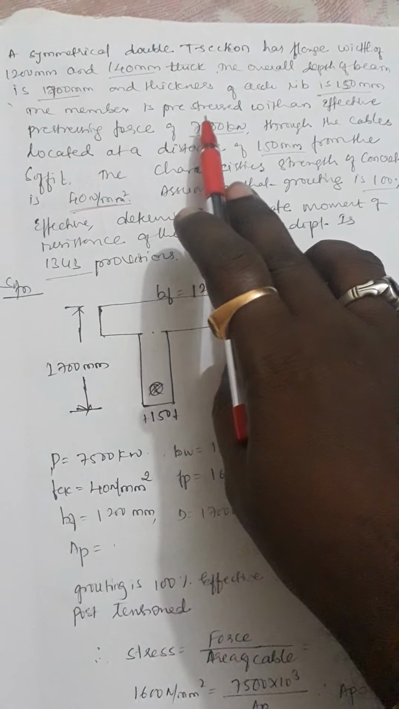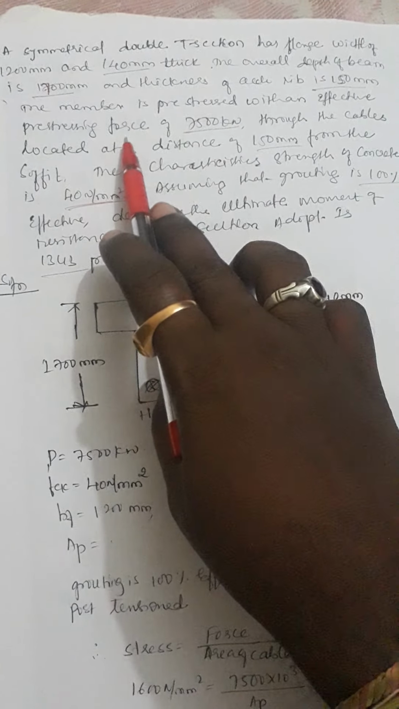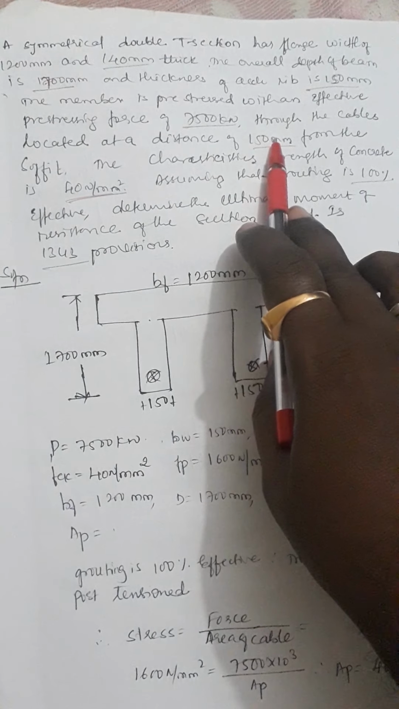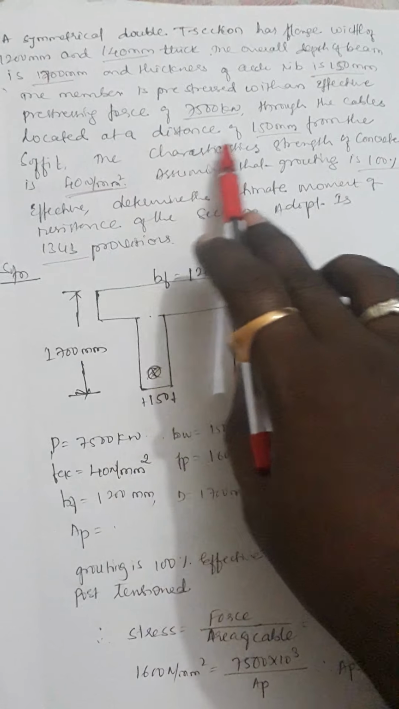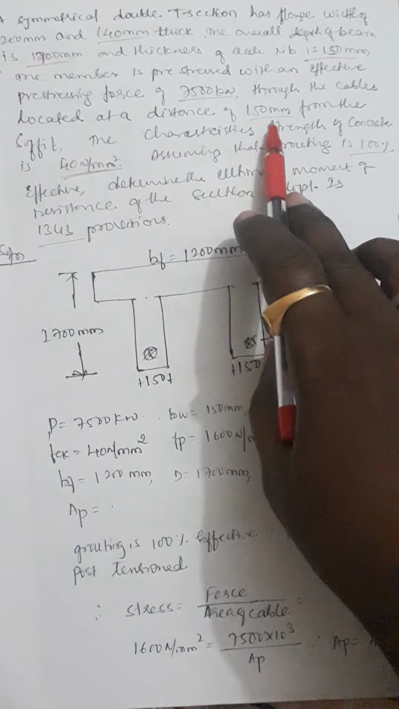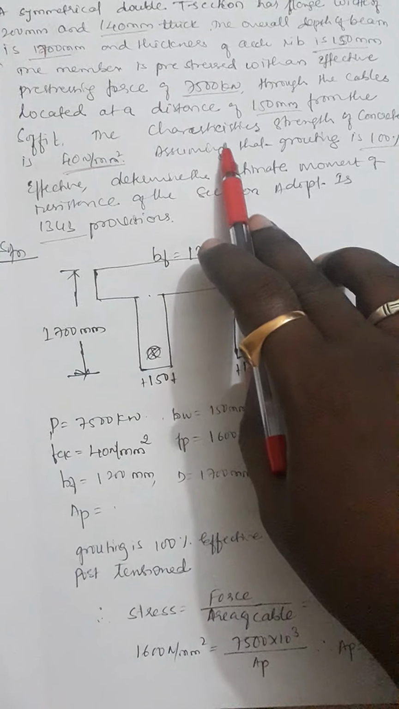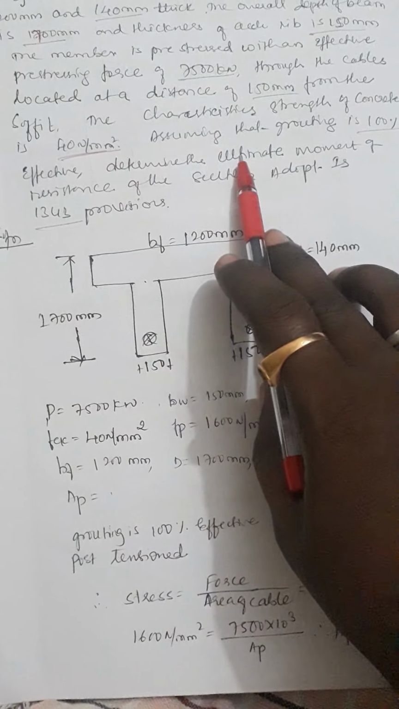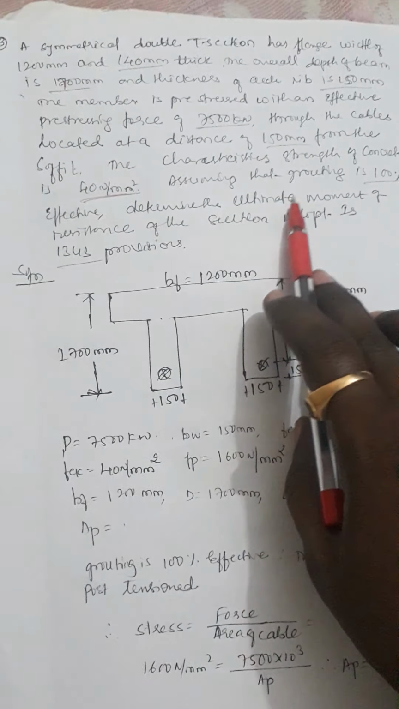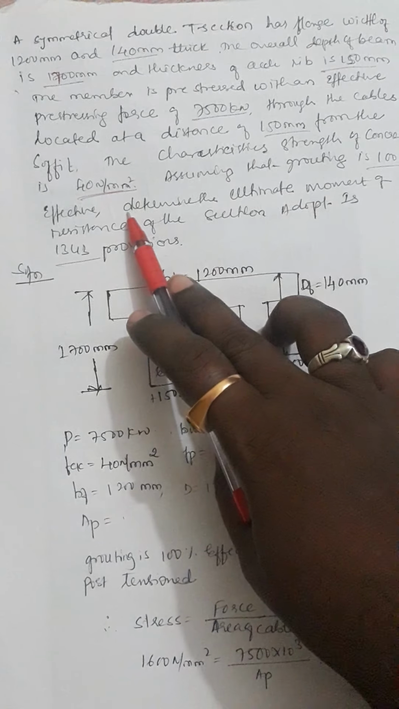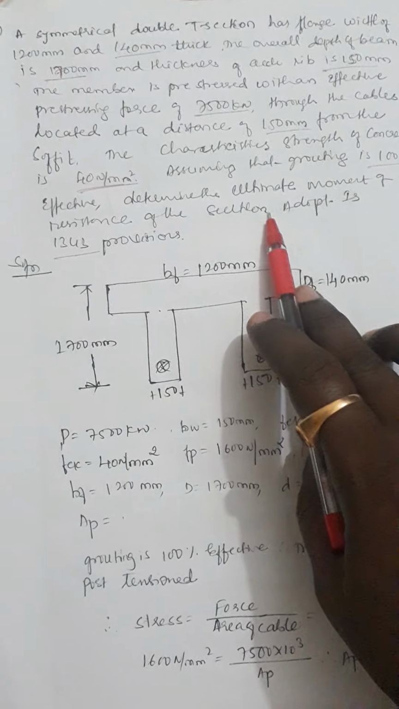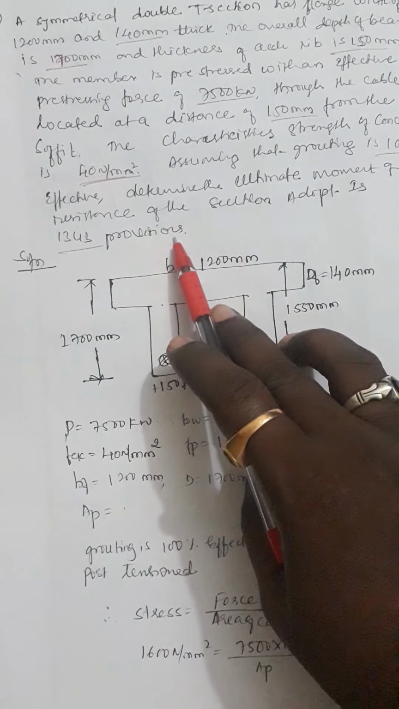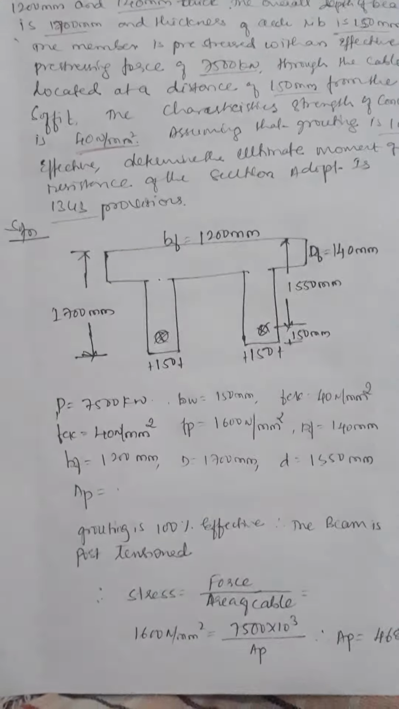The member is pre-stressed with an effective pre-stressing force of 7500 kN. The cables are located at a distance of 150 mm from the soffit. The characteristic strength of the concrete is 40 Newton per mm square. Assuming that the grouting is 100% effective, determine the ultimate moment of resistance of the section. Adopt IS 1343 code provisions.